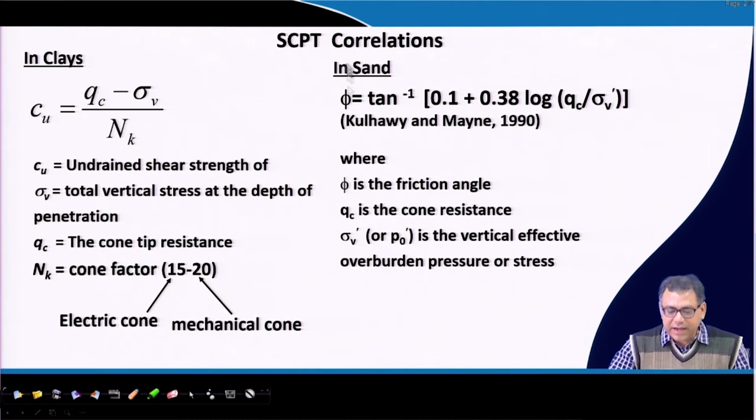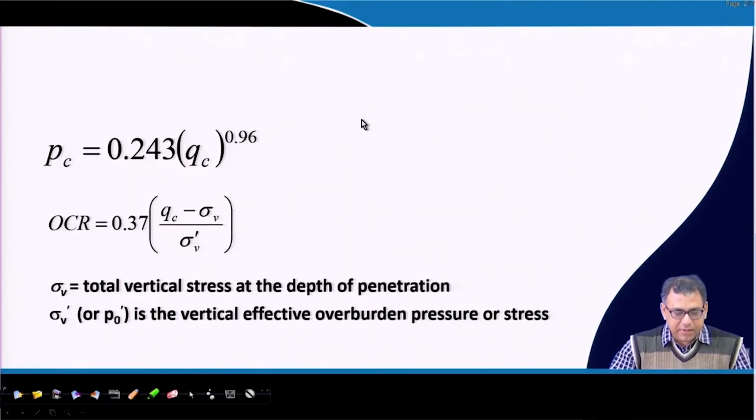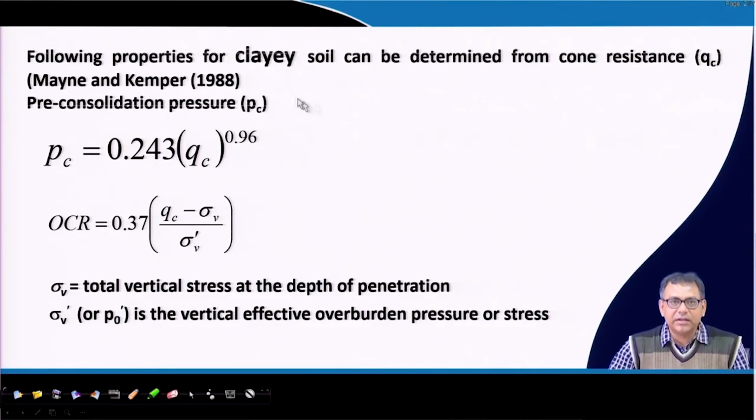Similarly, for the sand we can get the friction angle, and that is the equation. Here sigma V bar means the effective vertical overburden pressure, this is total, this is effective, and this is again the QC, that is the cone resistance. These are the expressions we can use for the clay and the sand to get the strength parameters. Then we can use the CPT for the clay soil to determine the pre-consolidation pressure.